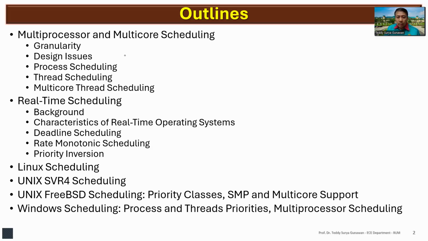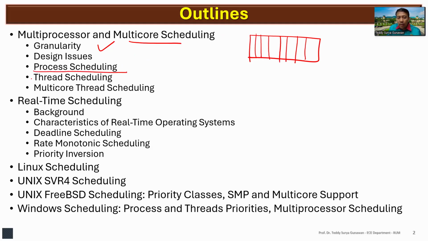So we'll discuss the granularity, how big for synchronizations. Okay, because if you have one task, then it's the granularity, whether it's big or you have a smaller one to synchronize. Okay, you can divide it into smaller tasks. Then what are the design issues on multiprocessor and multi-core schedulings? And we have two things here. We have the process scheduling and we have thread scheduling.